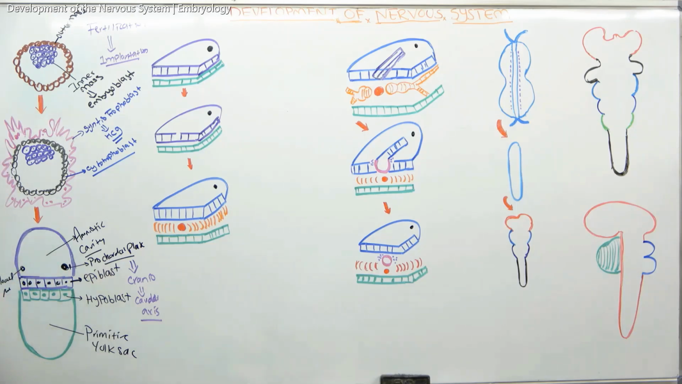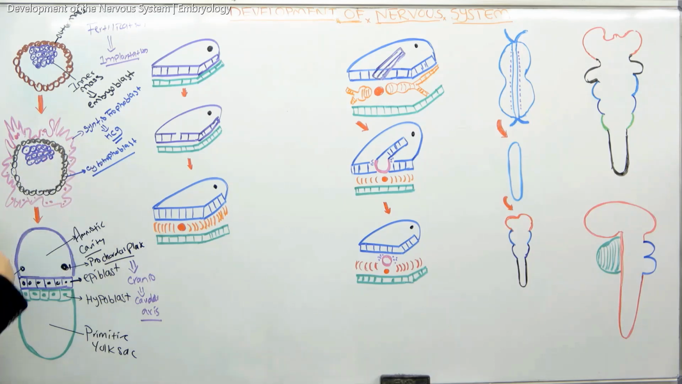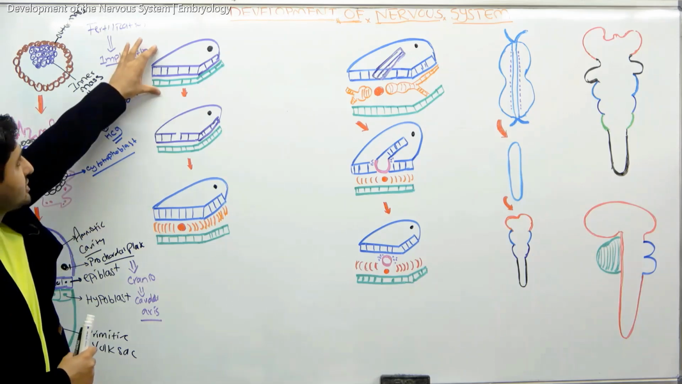Okay, so you guys know this, right? As I said, this is the primitive yolk sac, and this is the amniotic cavity, and these are all happening during the second week of development. Now, if I cut this, or if you want to look at it from the top and I just want to draw this structure, it's going to look something like this.